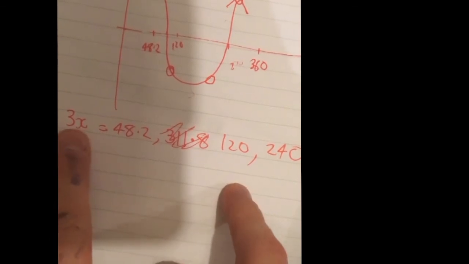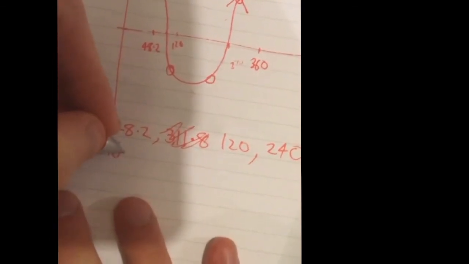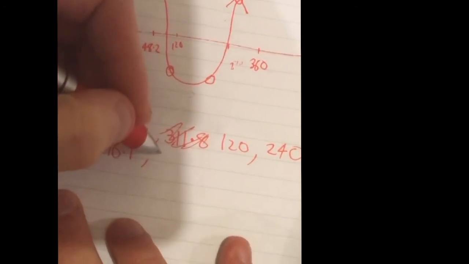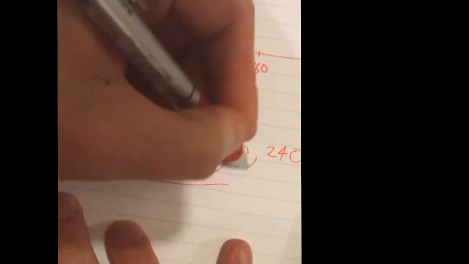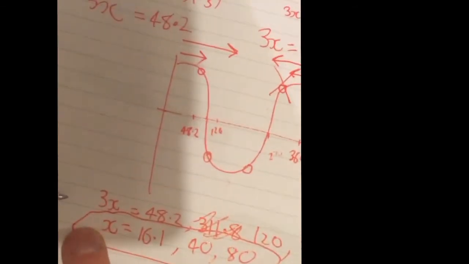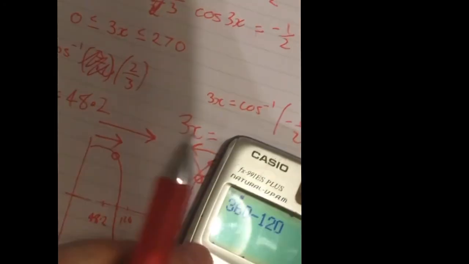We're going to divide these by 3 to find x, and then we're done. So x equals 16.1 degrees, it equals 40 degrees, and it equals 80 degrees. And we can check these are right by putting them back into our original equation and checking that they do in fact equal 0. Cool, that's it. Cheers.